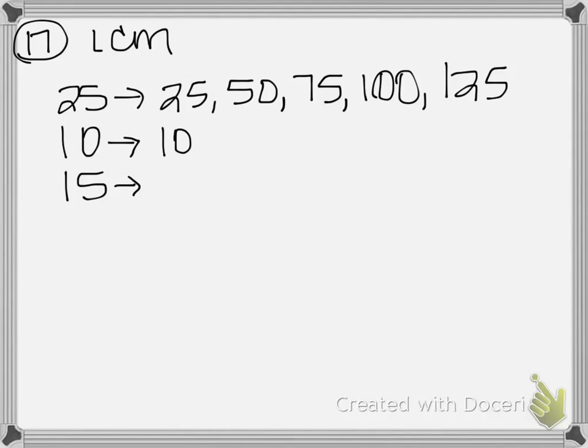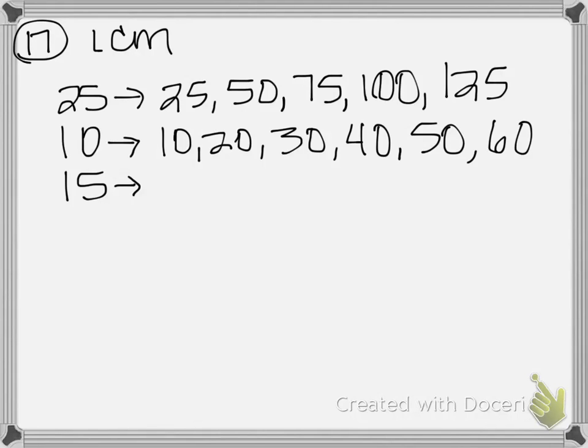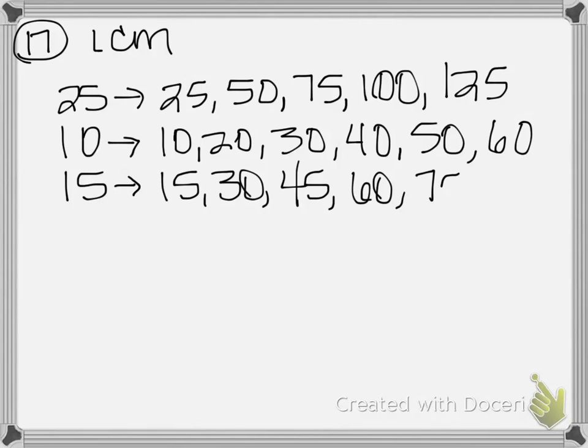10, you know, is 10, 20, 30, 40, 50, 60, and so on. So really the only thing I see in common between these two numbers is the number 50. 15, I've got 15, 30, 45, 60, 75, 90. I don't have a number that all 3 of them have in common yet, do I?